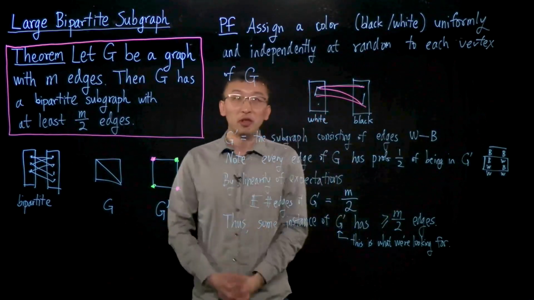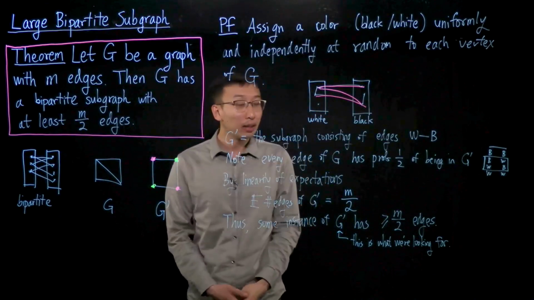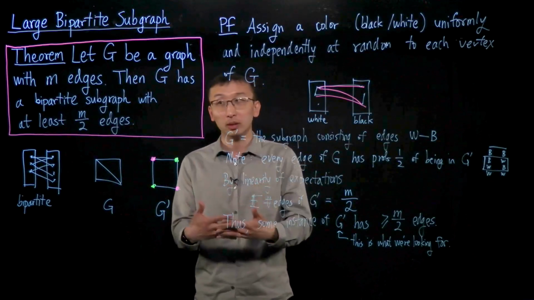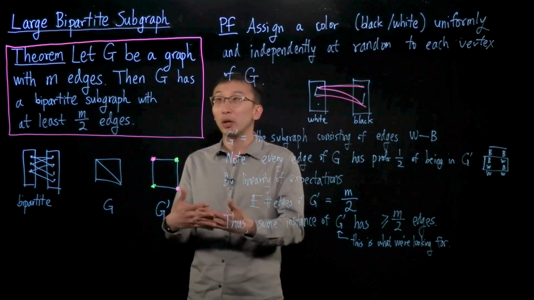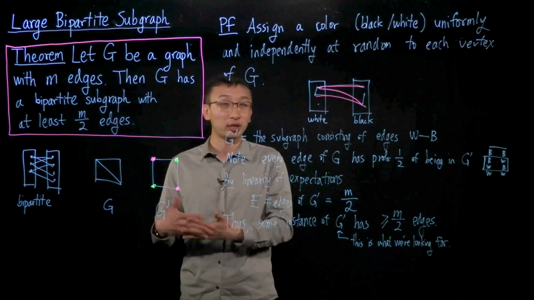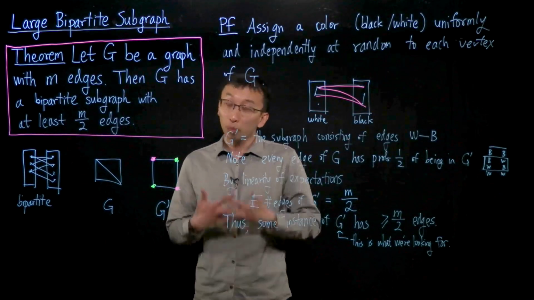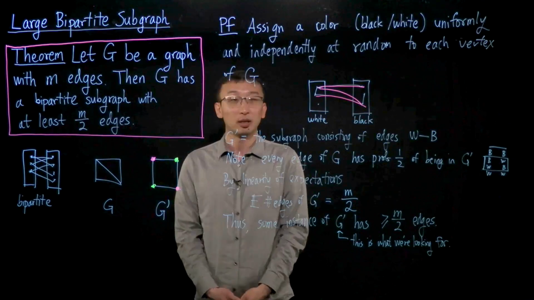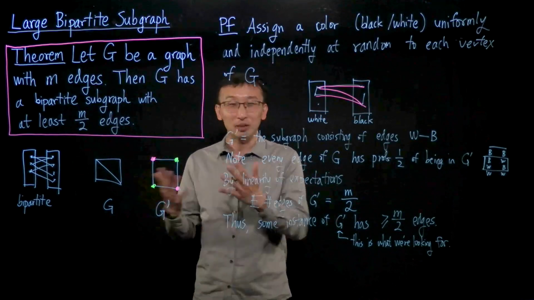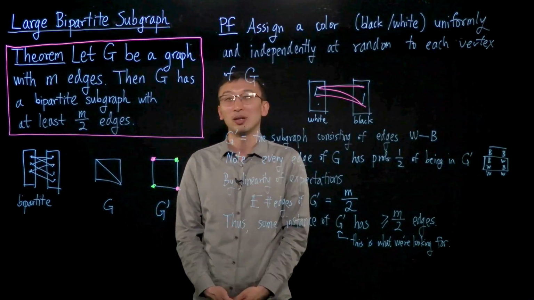This finishes the proof of the theorem, and you see that by introducing randomness, we can prove something about the existence of a structure with desired properties. And it's a hallmark of the probabilistic method, and it's an important method that has lots of applications, and this is one of the simplest examples of its applications.